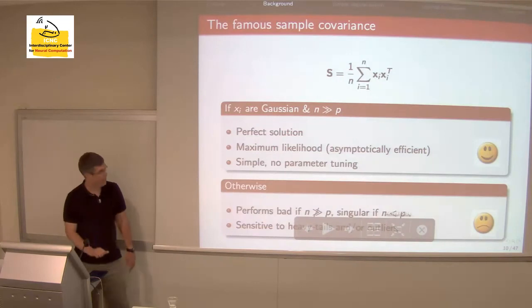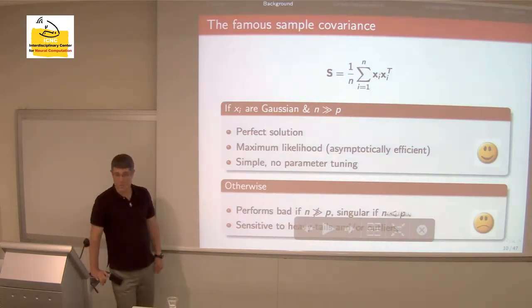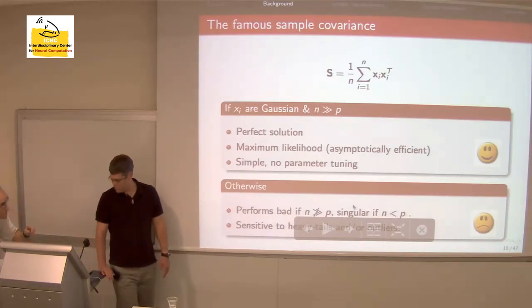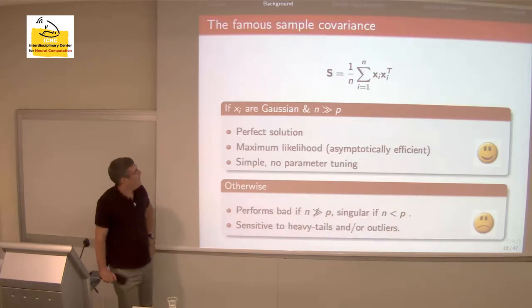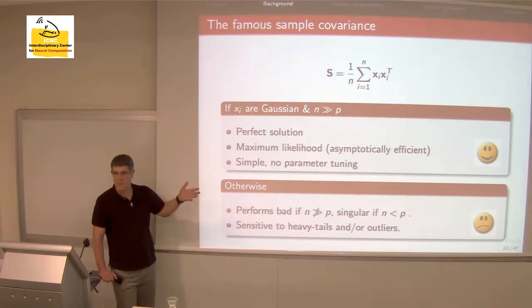Okay, so the most famous solution to this problem is the sample covariance, which is, I guess, what everyone here would do if you had this problem. Just take your measurements, xi, multiply them by themselves, and take the mean. Now, if xi are Gaussian, and if you've got lots of realizations and small dimensions, this is the best thing you can probably do. This corresponds to maximum likelihood, asymptotically unbiased, asymptotically minimizes the mean squared error. It's simple, no parameter tuning, basically everything we can hope for.